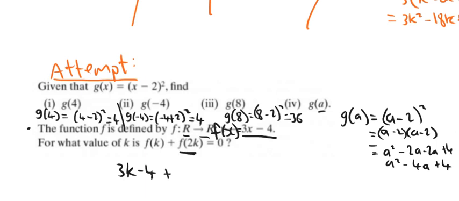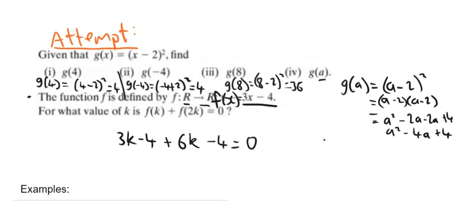Plus, and now we have to say what f of 2k is. So I'm going to put a 2k in instead of this x here. If I put a 2k in instead of that x, I would have 3 times 2k, so that's 6k. And then it's just minus 4. And then it's telling us that all of that is equal to 0. So we get an equation here.